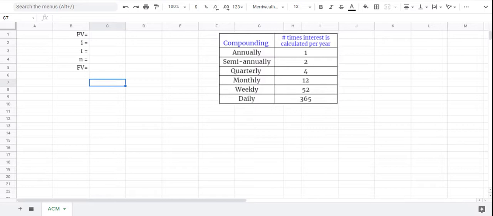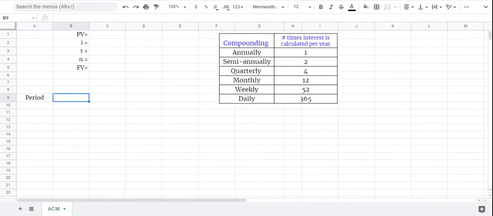But beyond that, we're also going to build a table that is going to give us everything that happens every period. So let's start with that. Go to A9, this cell here, and we're going to type the word period. So this will tell us the end of a given period, and then here we're going to type opening balance.